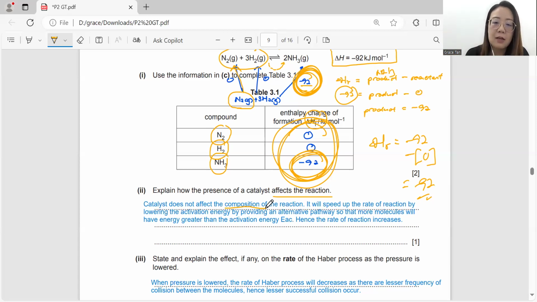So yes, a catalyst will speed up the rate of the reaction by lowering the activation energy of an alternative pathway. So more molecules have greater energy than the activation energy, which is the Eac, after introducing the catalyst. Hence rate of reaction increases. No harm going a little bit more detail, because at the end of the day, you don't know where they want to allocate the marks.